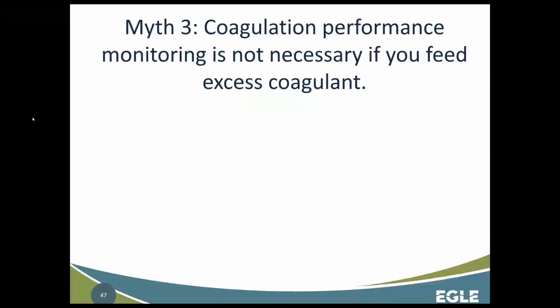All right, so let's get into another one of our myths here. This one is: coagulation performance monitoring isn't necessary if you feed excess coagulant. You can remember from those solubility charts we looked at that the scale wasn't linear. As you fed more and more, you weren't really getting anything, it was diminishing returns. So the thinking here is, if 50 is optimum, let's just feed 100, because then we don't have to worry about it. We'll have enough and it won't make any difference.